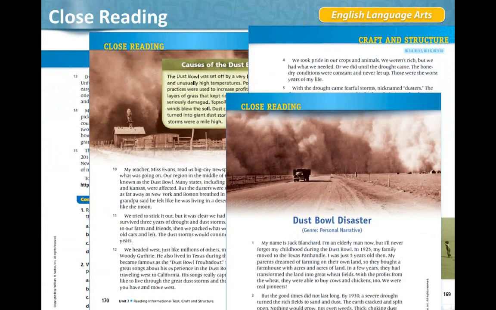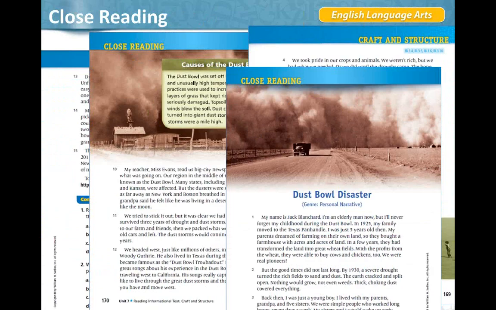And then after we finish all 3 of those standards under craft and structure, we come to a close reading, where at this point of the unit, the students will be asked to read closely a longer, lengthier text that goes along with the topic, but it incorporates all 3 of the standards in the one text. And then it will be followed by text-dependent questions, where the student will have to go back to the text and identify and cite the evidence and support their answers.